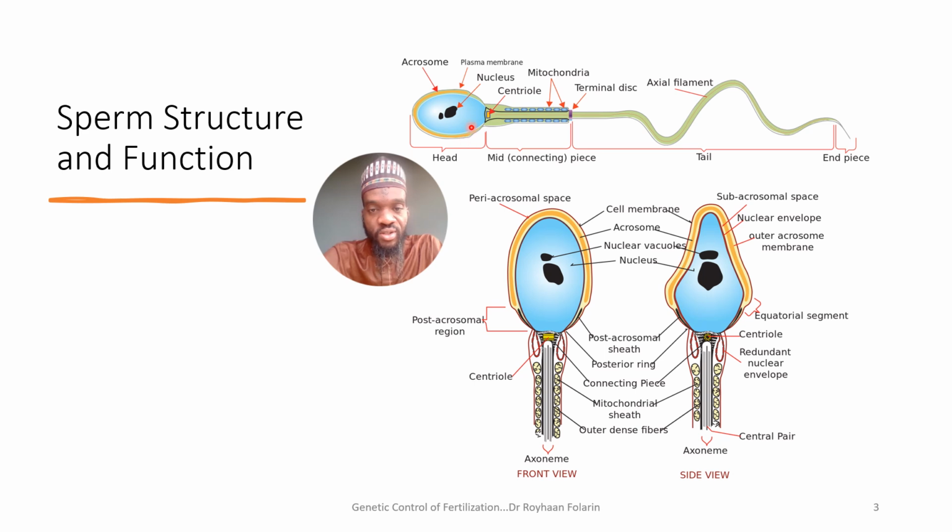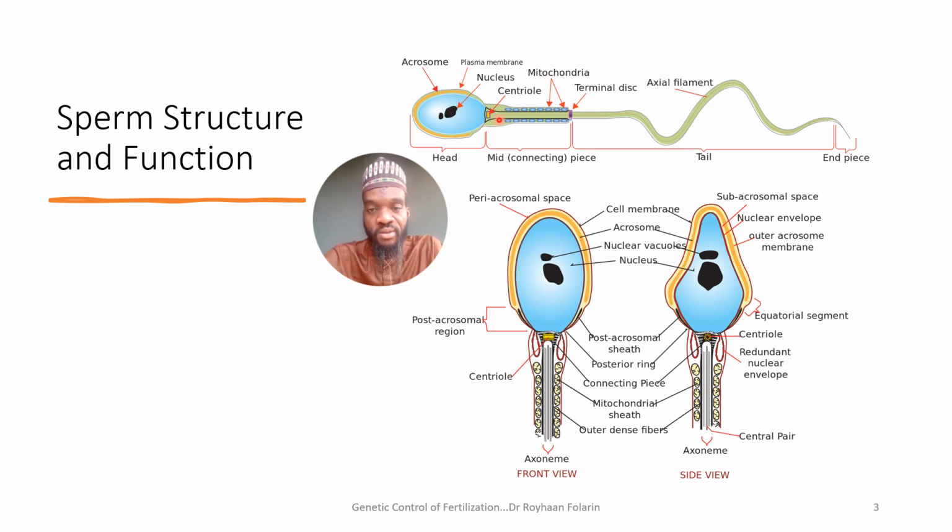So within the head, you have the acrosome. That's the tip of it, the outermost portion at the tip. And acrosome, when you say somebody is acrophobic, that means the person has a fear of height. So that's like the peak of something. So that's the acrosome. And then you have the nucleus within the sperm. Don't forget the sperm is a cell too. So it has the nucleus in it.